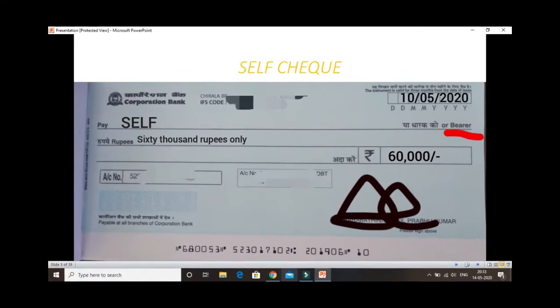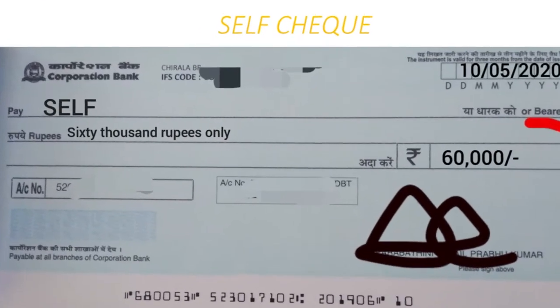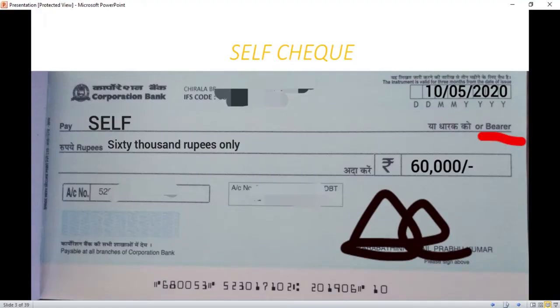This is a self-check. The drawer is the payee. He can encash the check. But this is the bearer check. See the red mark. It means anyone can carry and encash it.